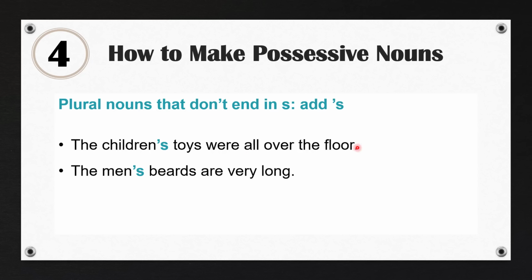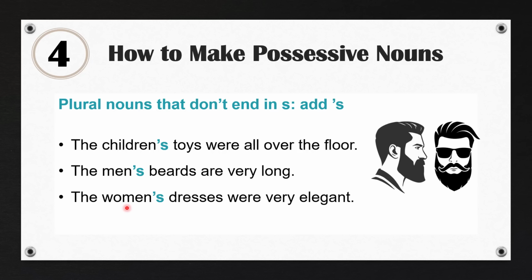Another example, the men's beards are very long. Men is the plural form of man. The women's dresses were very elegant. Again, women is the plural of woman. So we add apostrophe S for all of these examples because none of these plural nouns end in S.